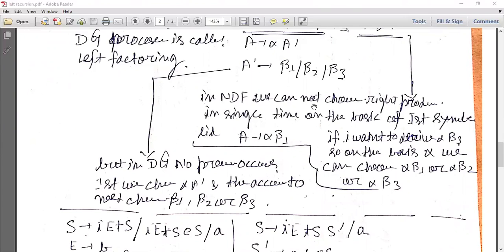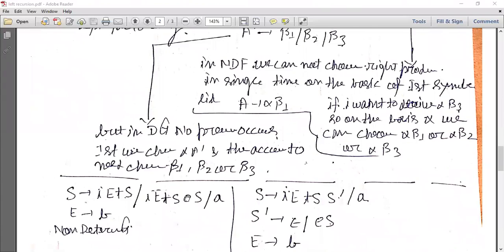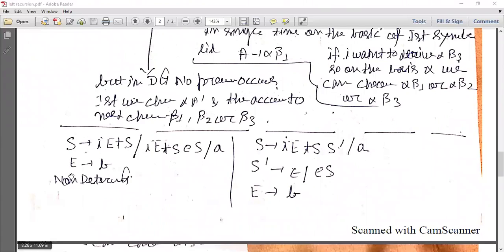In this part, we already understand what is non-deterministic grammar and what is deterministic grammar. In non-deterministic grammar, we cannot choose the right production in a single time. That is the problem of non-deterministic grammar. But in deterministic grammar, we can choose the right production in a single time, right?